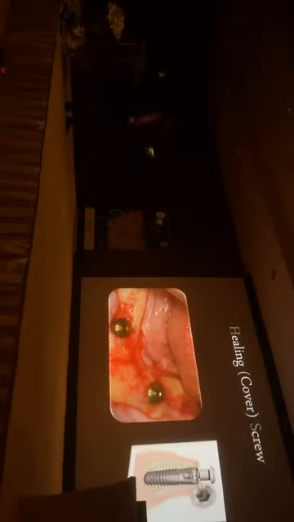The purpose is to maintain the patency of the internal threaded section for the subsequent attachment of the abutment during the second stage surgery. We leave this for 2 to 3 months, depending on the surgery and the bone, and then we come back, remove the cover screw, and start our procedures for restoring that tooth.